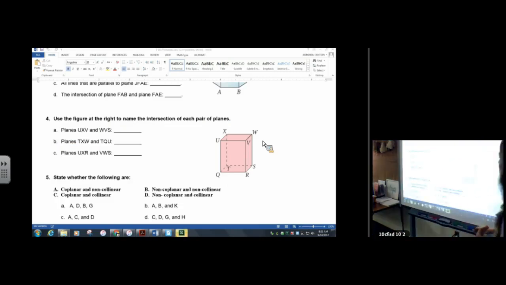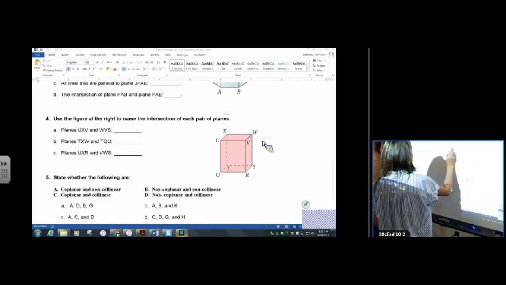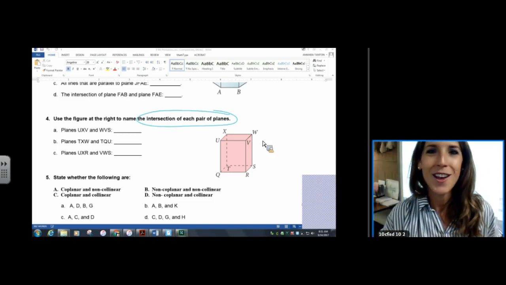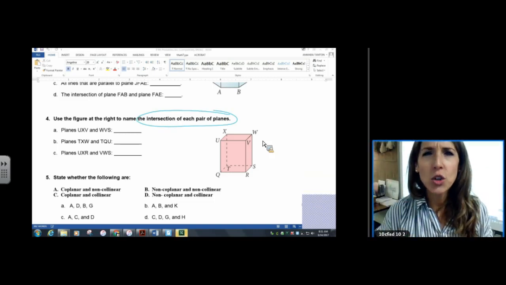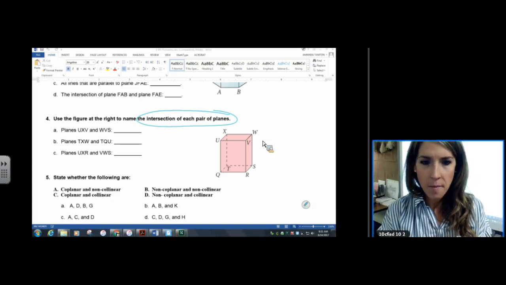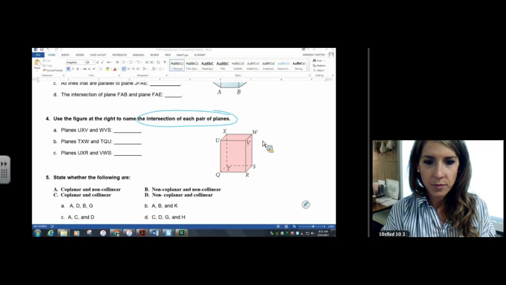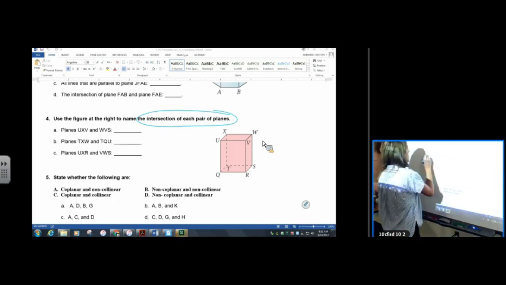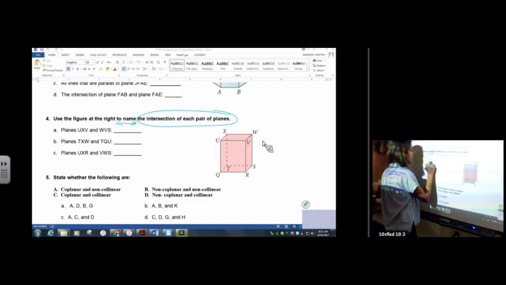4C. Name the intersection of the pair of planes. All right, there's 4 postulates. One of them said when 2 planes intersect, they intersect in exactly 1 line. Very good. So your answer to all of these should be a line. Should be some sort of line. You have to name it.